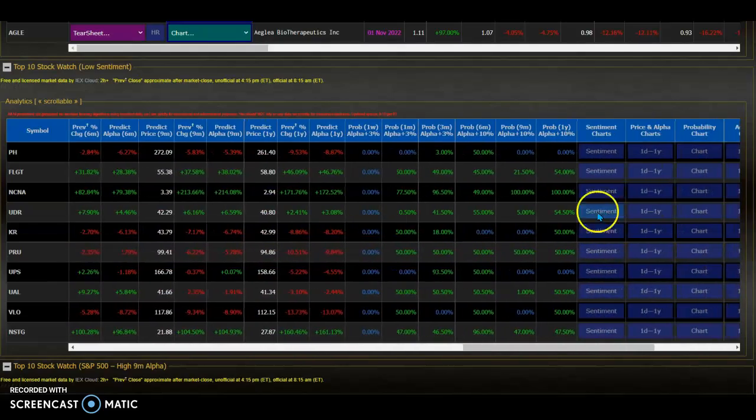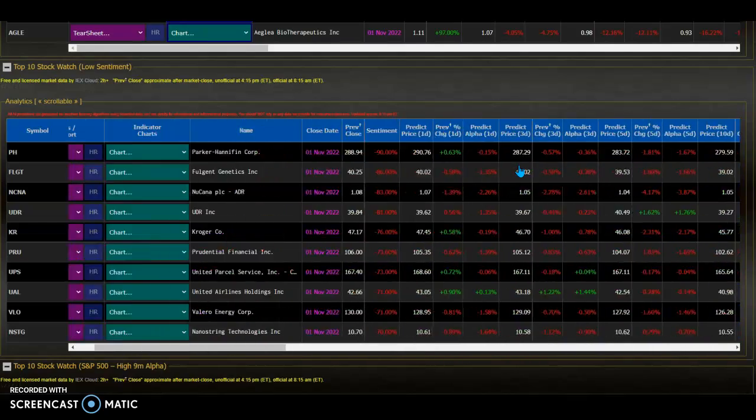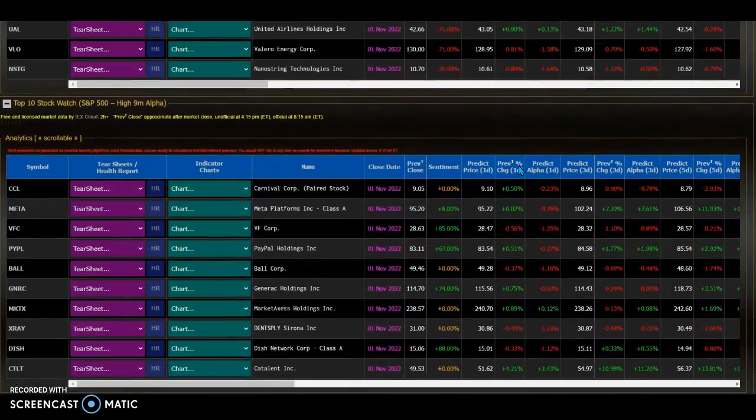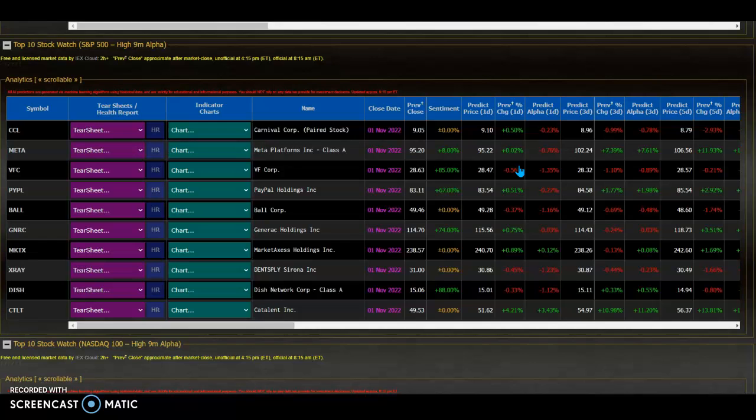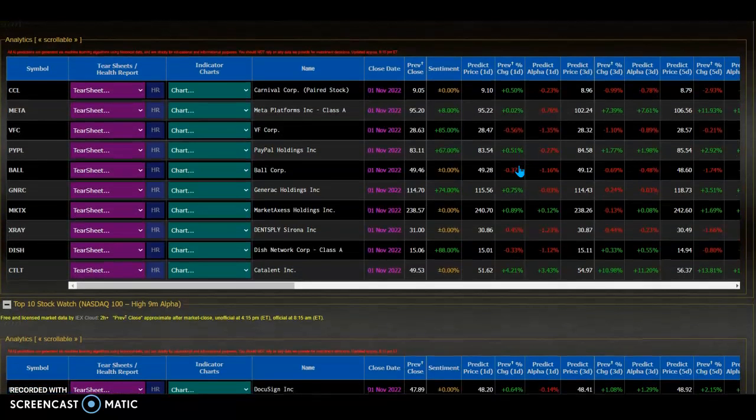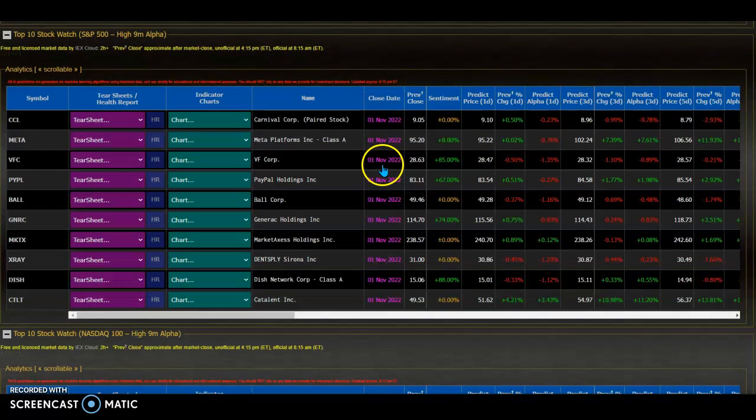We also calculate the probability of generating alpha from 1 week out to 1 year. Probability, in this case, is: is it going to generate alpha of greater than 3% in 1 week? And it will be anything from 0 to 100%. Again, all that information a user can look at every single day at a glance as we recalculate at night. All the information is posted so you have it in the morning. The next one is the top 10 stock watch for the S&P 500.